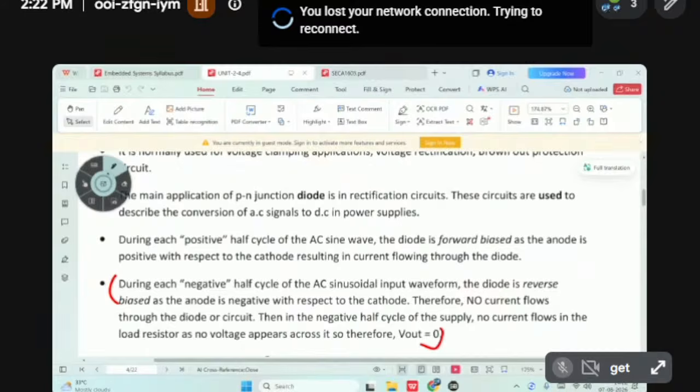There is no current, meaning I out, the output current, may be zero, or V out, the output voltage, may be zero. Whenever we have the negative half cycle, automatically the diode should be in the position of reverse bias. At that time we will have no current.